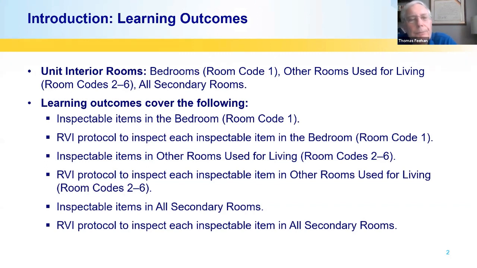So the learning outcome for this module would be to cover the following items: the inspectable items in bedrooms, room code 1, and also the RVI protocol to inspect each inspectable item in the bedrooms, and then inspectable items in the other rooms used for living, room codes 2 through 6. The next one would be the RVI protocol to inspect each inspectable item in other rooms used for living, and then the inspectable items in all secondary rooms, and the RVI protocol to inspect each inspectable item in all secondary rooms.